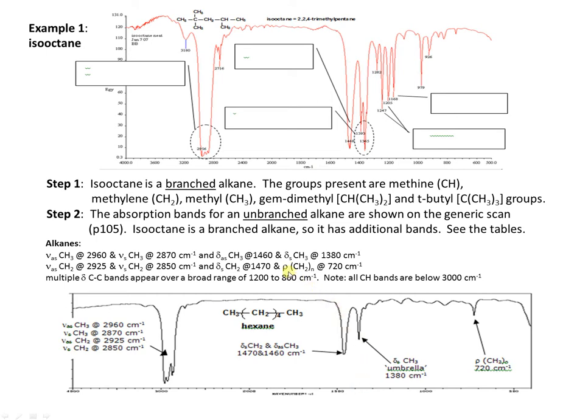Another unique absorption is for methylene groups. When you have 4 or more of these, you get a rock. It's a type of band called rocking. It occurs at 720 wave numbers. It's not very prominent, but it is sharp, and the more methylene groups you have, the larger it gets. So this is all the information we have from the generic scan.